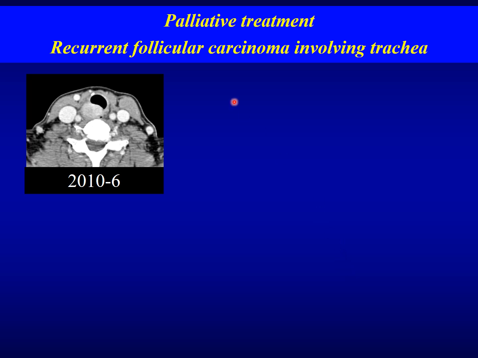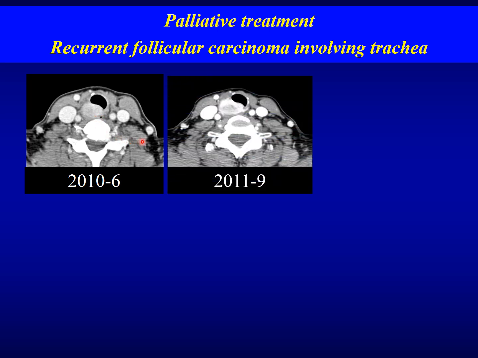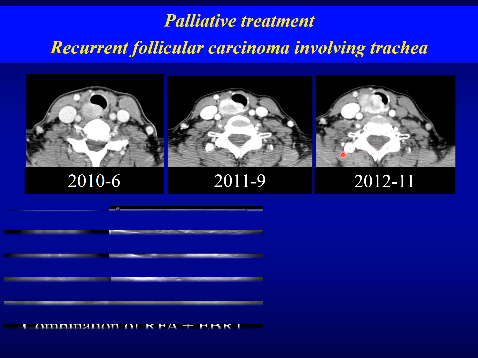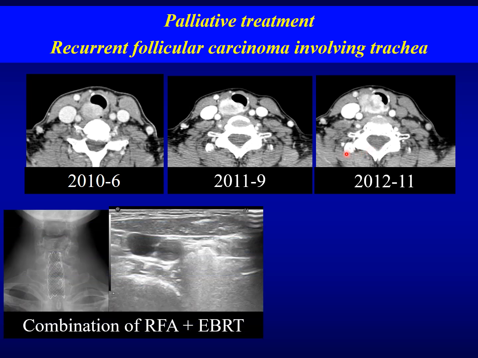This case shows palliative treatment. Recurrent follicular carcinoma involving the trachea, the esophagus, and the right side recurrent laryngeal nerve. As time goes, the tumor grows inside the trachea like this. The tracheal lumen is markedly narrowed at that time, so the patient complained of dyspnea and visited our emergency room.